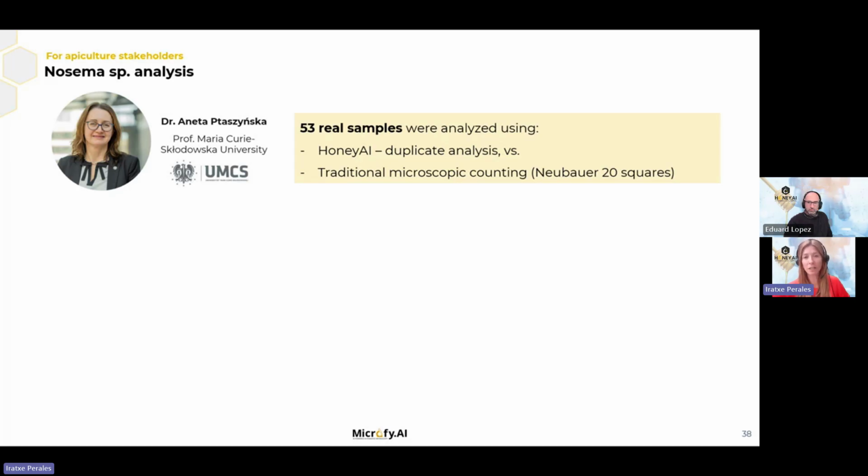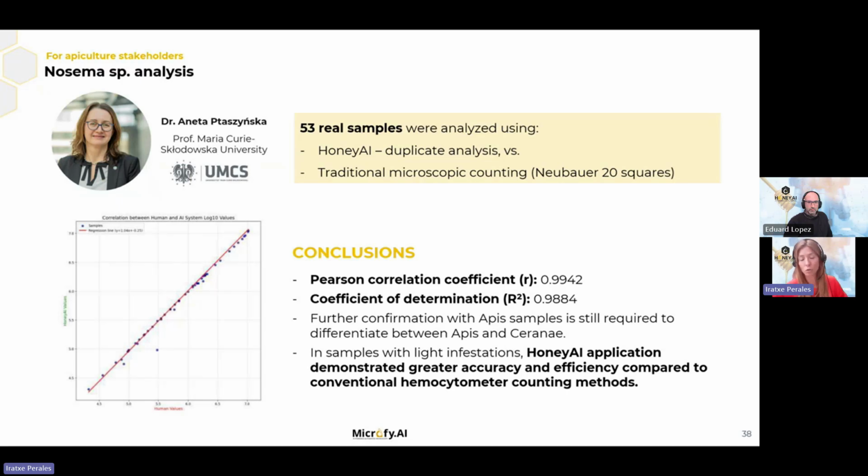They did the validation with our HoneyAI device, duplicate analyses to also check repeatability, and also counting the same sample with traditional microscopy with a Neubauer chamber. She is an expert in bee pathology, and the conclusions were super positive because you can see the Pearson correlation was very linear compared to human counting.